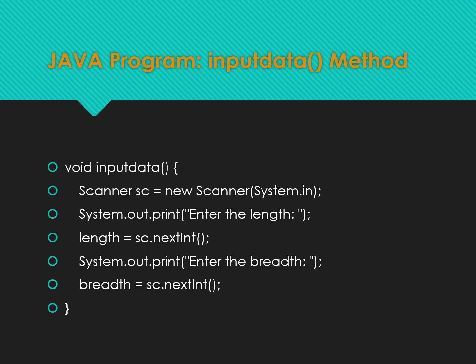This method ensures that both the required dimensions of the rectangle are collected before any calculations begin. By separating input logic into its own method, the program becomes more modular, easy to maintain, and clearly organized, all of which are best practices in object-oriented programming.